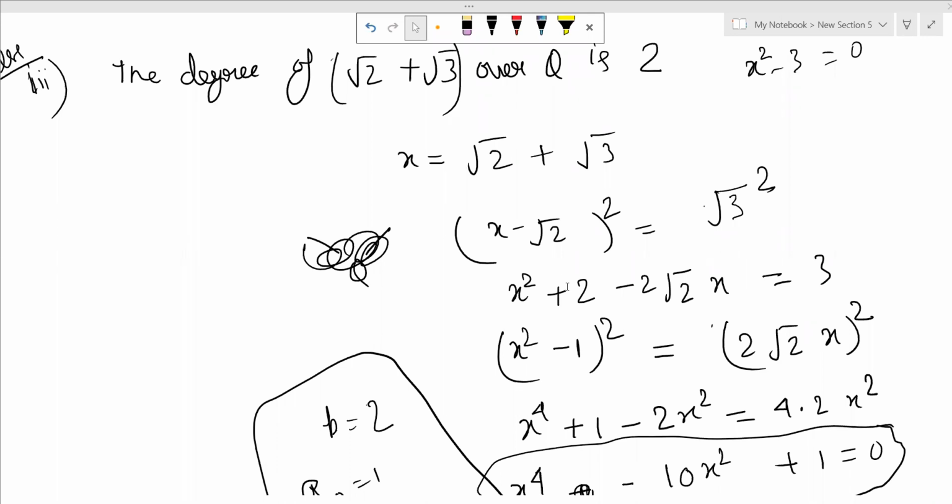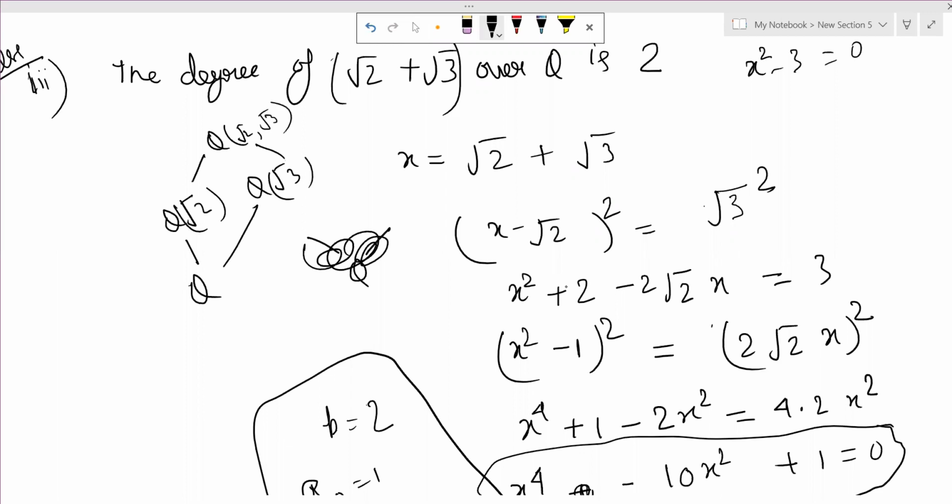You construct the tower, we will say Q, Q root 2, Q root 2 plus root 3. This is the tower you want to say, right? Yes, this is the thing. You can argue in this way, but he gave me this computation first. This is the 4-degree extension.